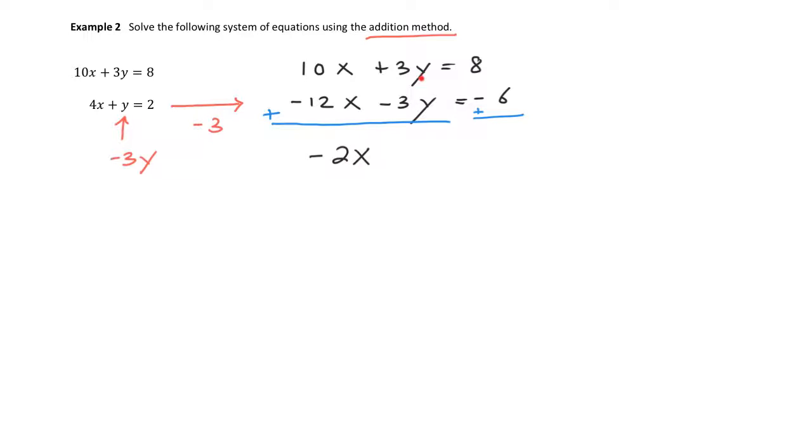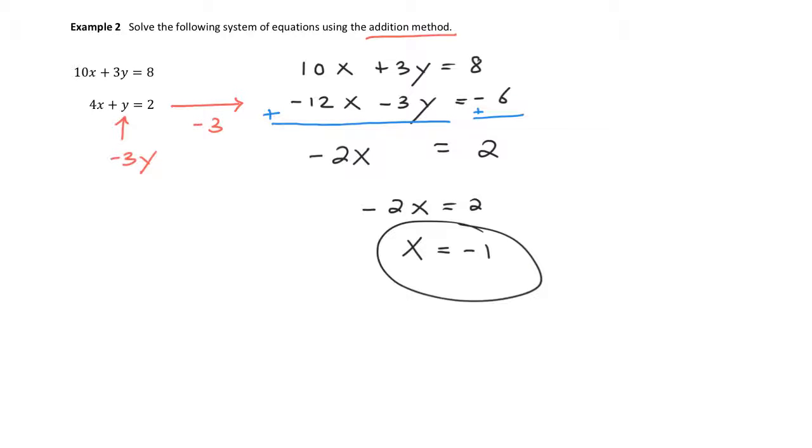Here I have a 3y. I'm adding this -3y. We've already decided, oh, well, that's just 0. I'm not going to write anything. And on the other side, I have 8 plus a -6, and that's going to be a +2. So really quickly, we got -2x is 2. The only thing we have to do is divide both sides by -2 to get our answer of -1.